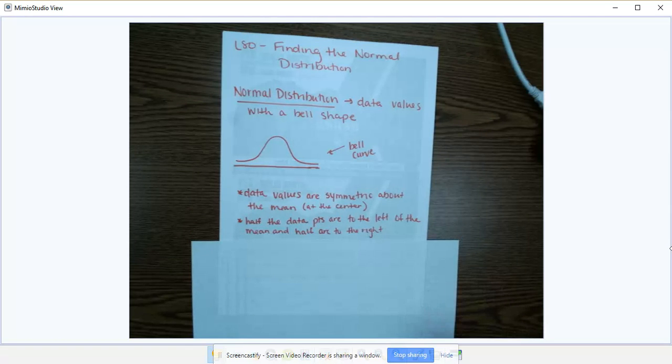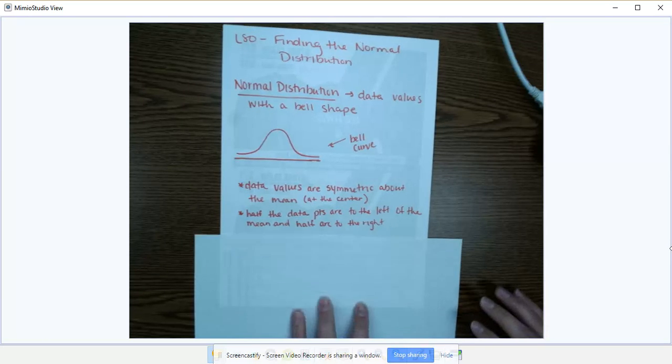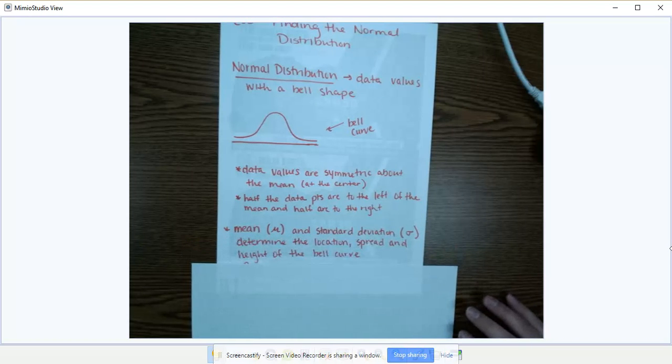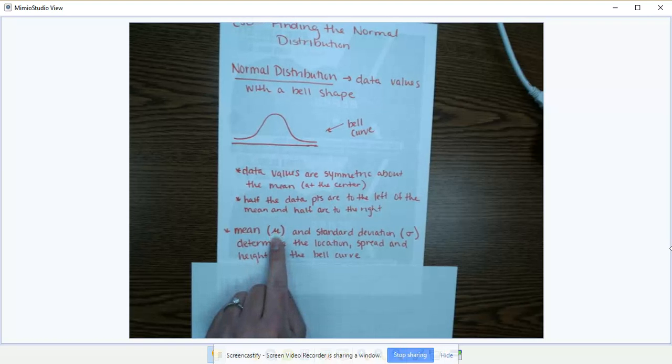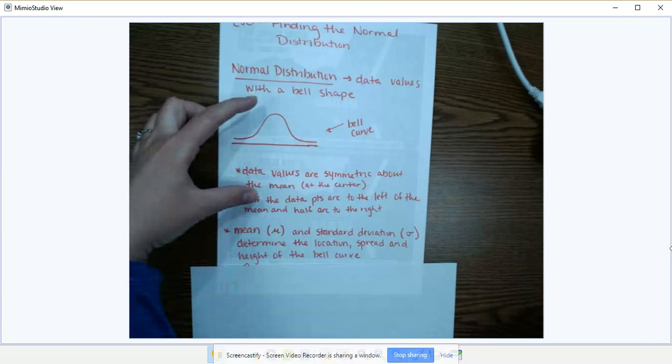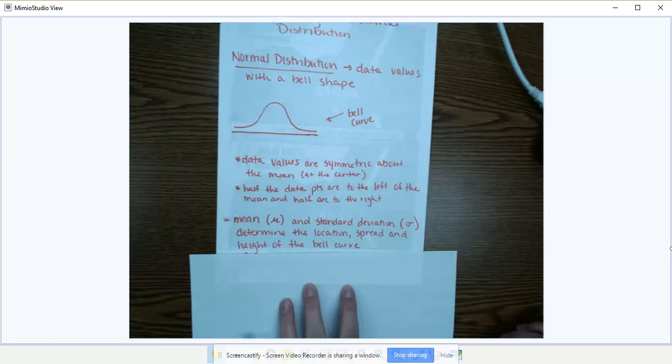Since it's symmetric, that means exactly half of your data values are to the left of the mean and exactly half of them are to the right of the mean. And then all 100% of your data will be underneath that curve every time. We have our mean, which is notated with this mu, and our standard deviation, which we've talked about. Those two values determine the location of your bell curve, how spread out it is, how tall it is. So your data values definitely affect what your bell curve looks like.